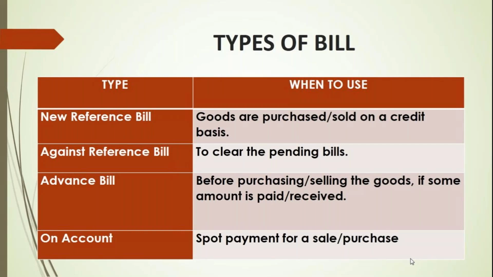So the moment we talk about the bill, it is only my suppliers and my customers who will come into the picture. Now in Tally we have 4 types of bills. We have new reference, we have against reference, we have advance bill, and we have on account. First of all, what do we mean by the term a new reference bill?